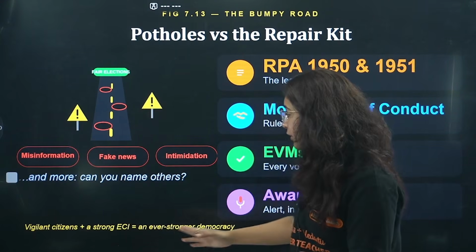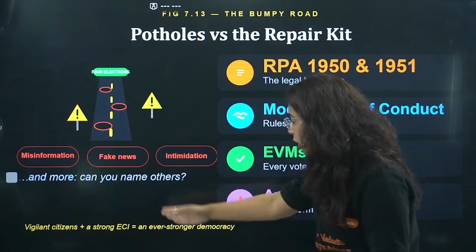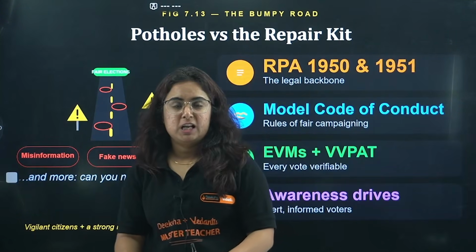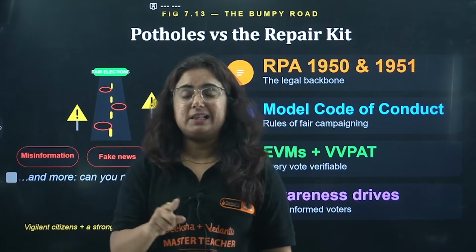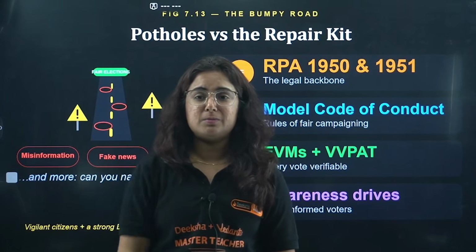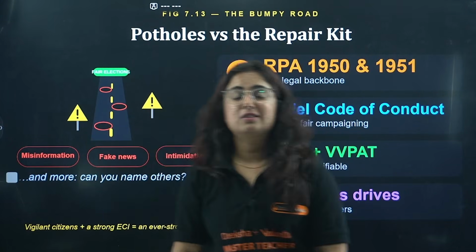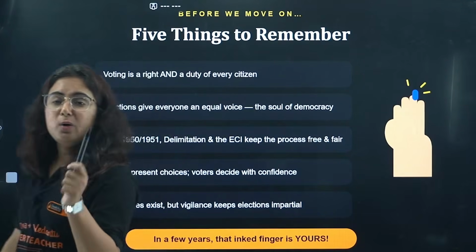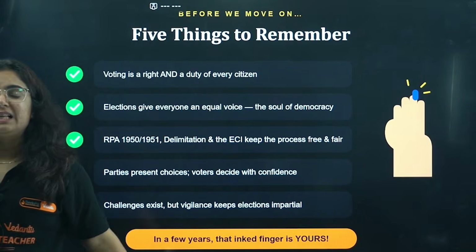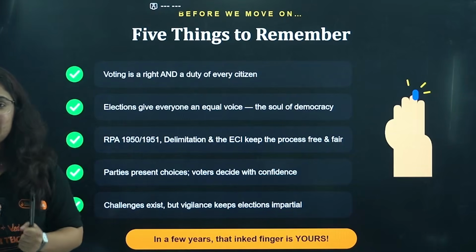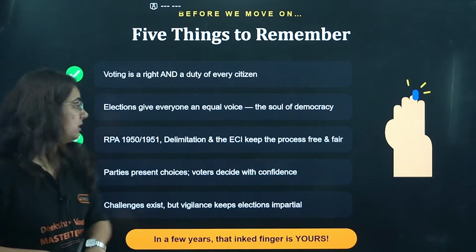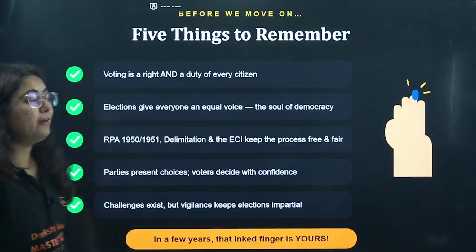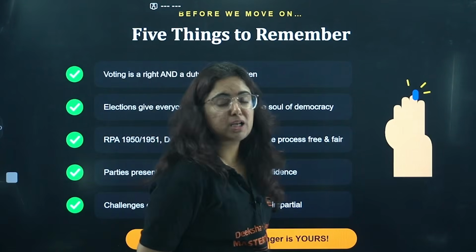And hence, vigilant citizens plus a strong Election Commission can make democracy stronger. So, along with the responsibility of the Election Commission of India, we as citizens also have a responsibility. In the upcoming years, you are going to be the finger in this voting system. So, hence, you should be educated for that. The things to remember from this chapter are listed here, beta, and this is how you have to complete the chapter.